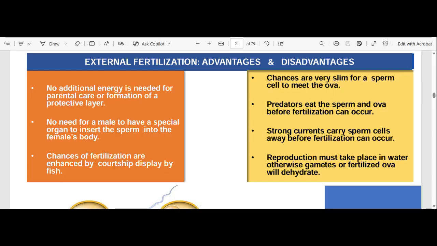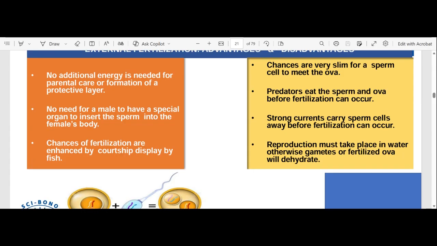Okay, now let's go to the disadvantages. The chances are very slim for a sperm cell to meet the ova, because it's happening outside the female's body. So that gamete can be intercepted by predators. Okay, let's go to another disadvantage. Another disadvantage states that predators eat the sperm and ova before fertilization can occur.